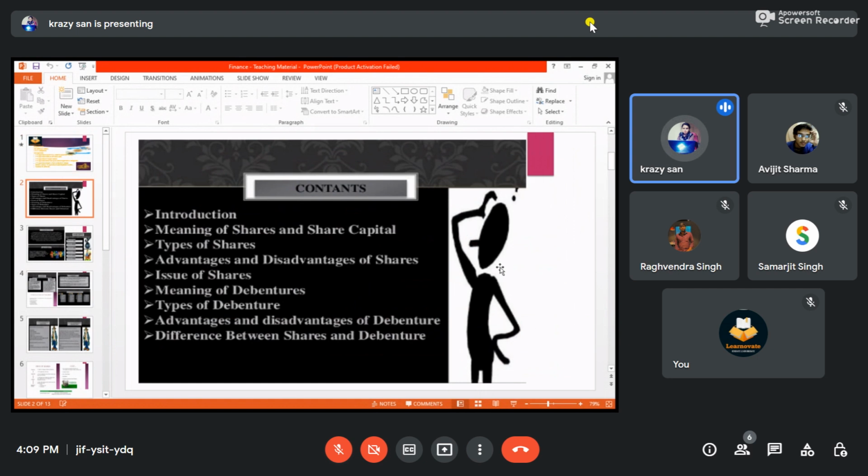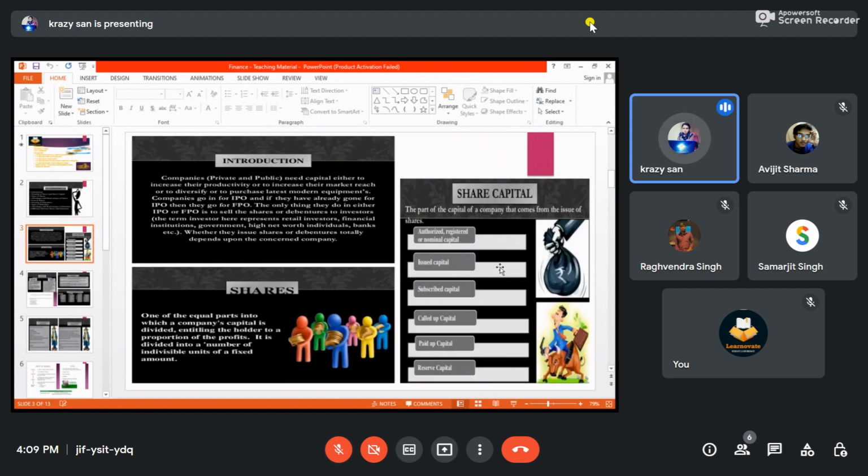So let's begin. We all know that companies or business houses cannot be run unless they have a sufficient amount of capital with them. Sometimes capital might be cash in hand or some assets, but when there's an amount which is lacking, it is collected by issuing shares and debentures.